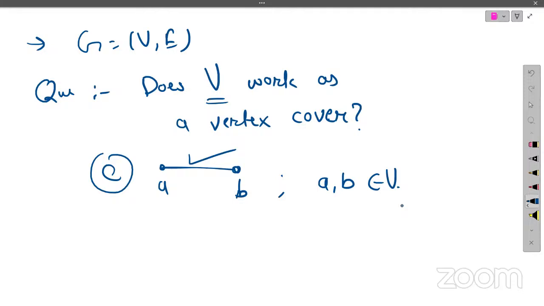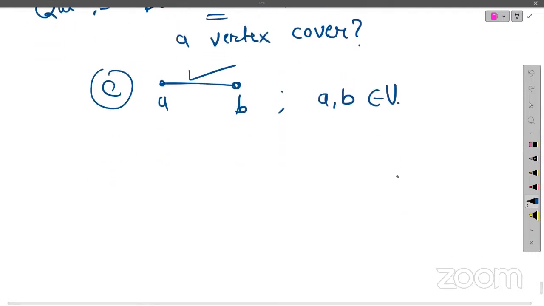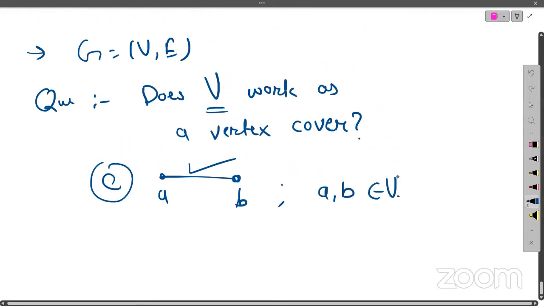Okay, so now the question is, what is the minimum possible vertex cover? There are algorithms to find the minimal possible vertex cover, but here we just have to use our intuition.